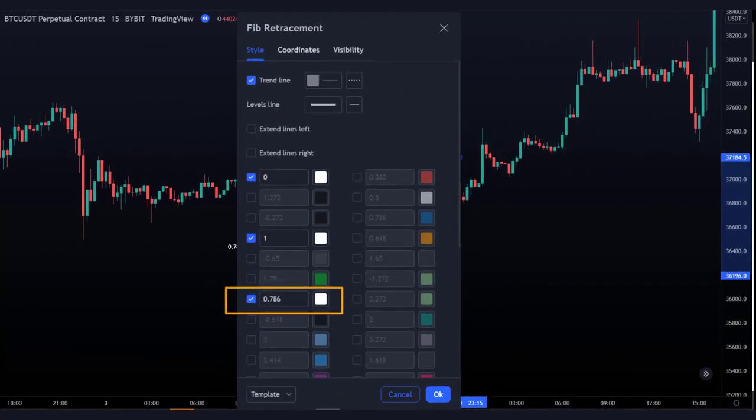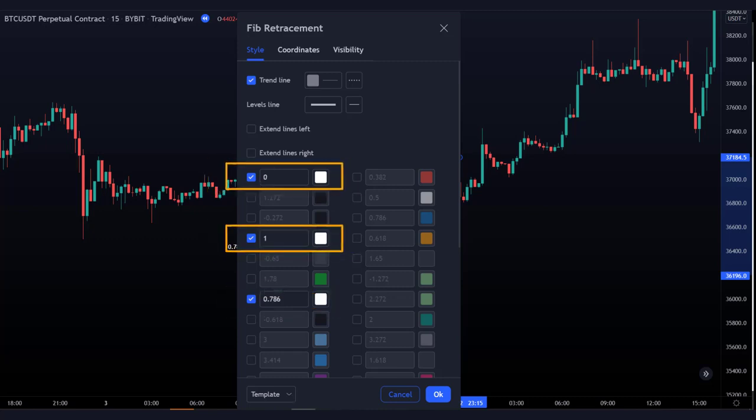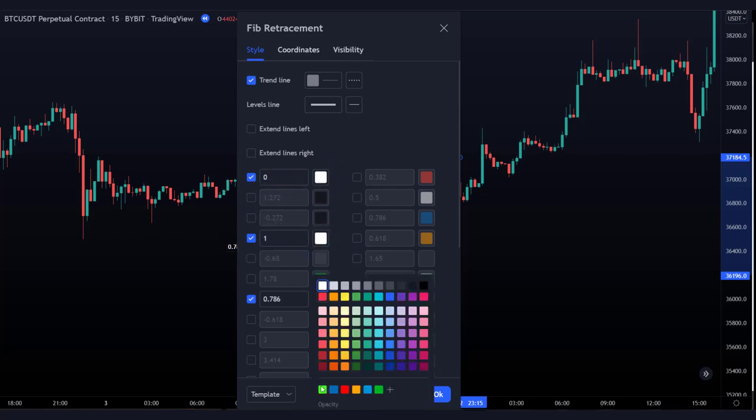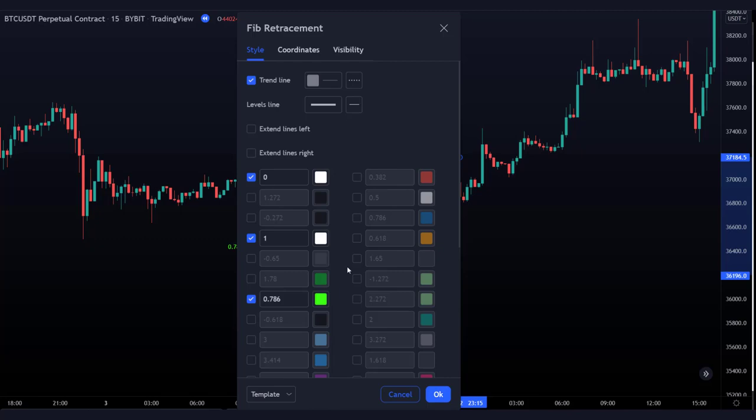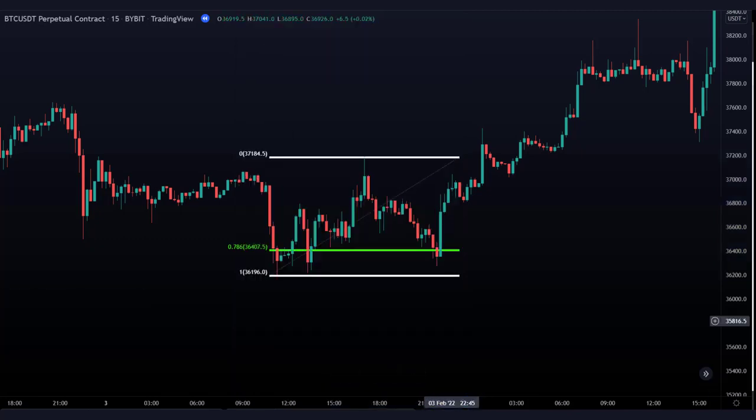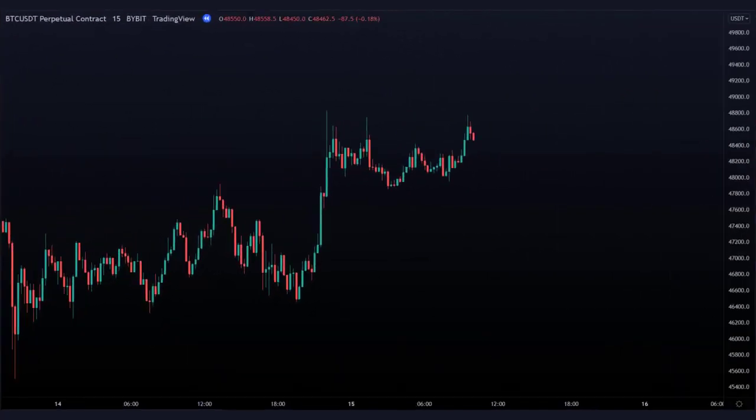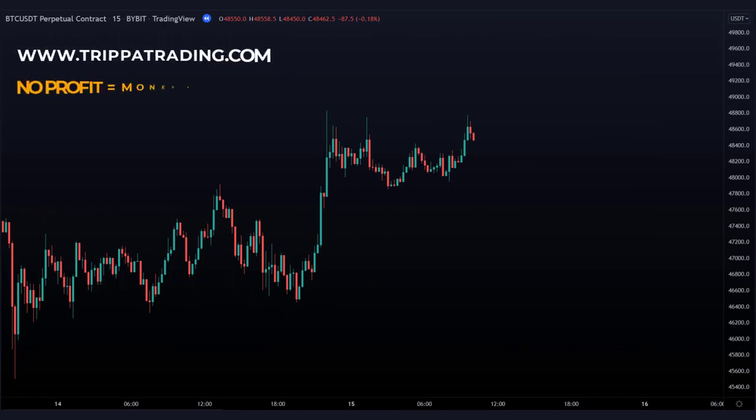In addition to the 0.786 level, you will of course also need the 1 and 0 levels. Once you have checked these, make the color of the 0.786 level green. We do this so we can easily distinguish this level. Your indicator should now look like this. Using the Fibonacci takes some experience. However, when you understand how to pull it off you will benefit greatly from it.